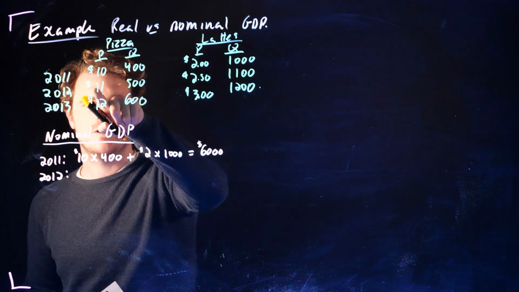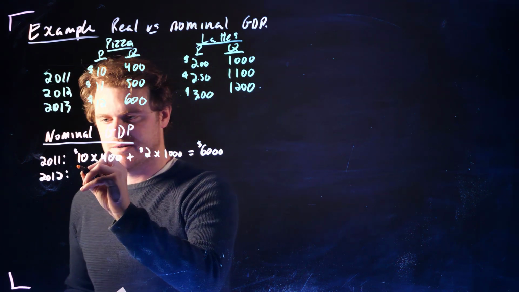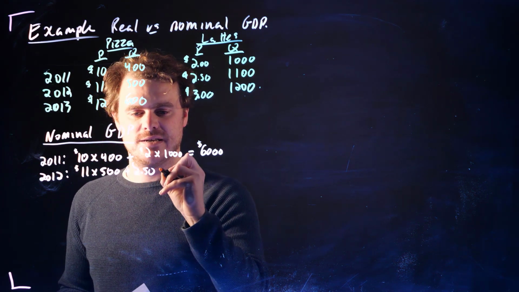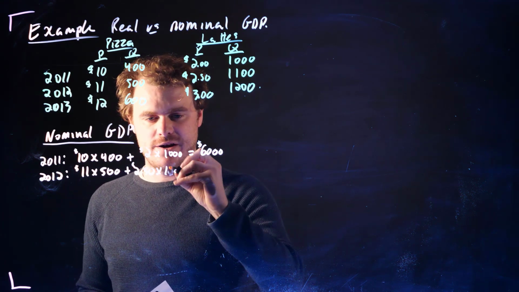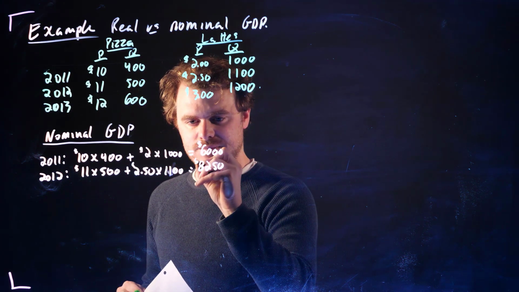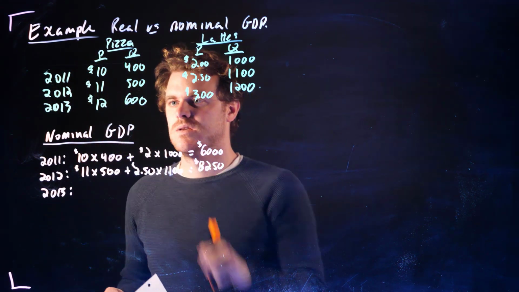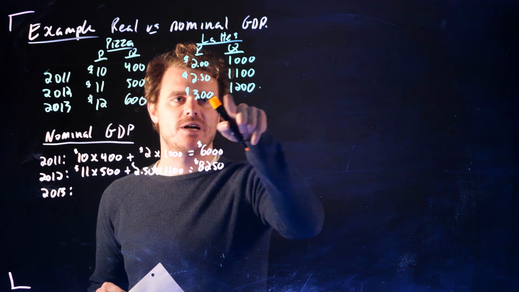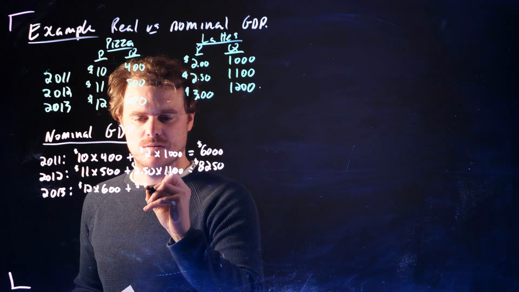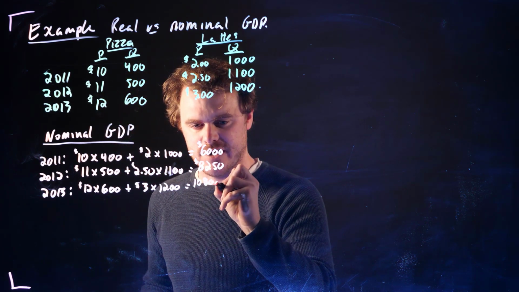For 2012, again, current prices, so $11 times 500 plus $2.50 times 1,100. And that equals 8,250. And then 2013, again, $12 times 600 plus $3 times 1,200. And that gives a total of 10,800.